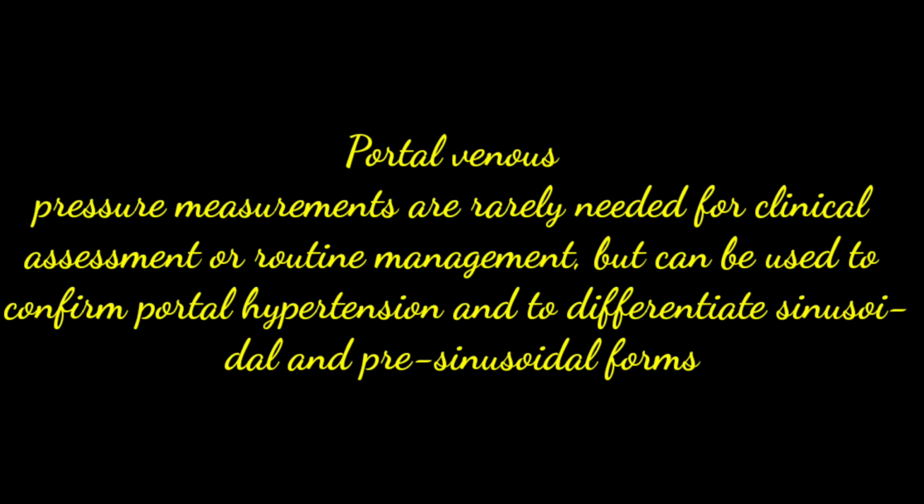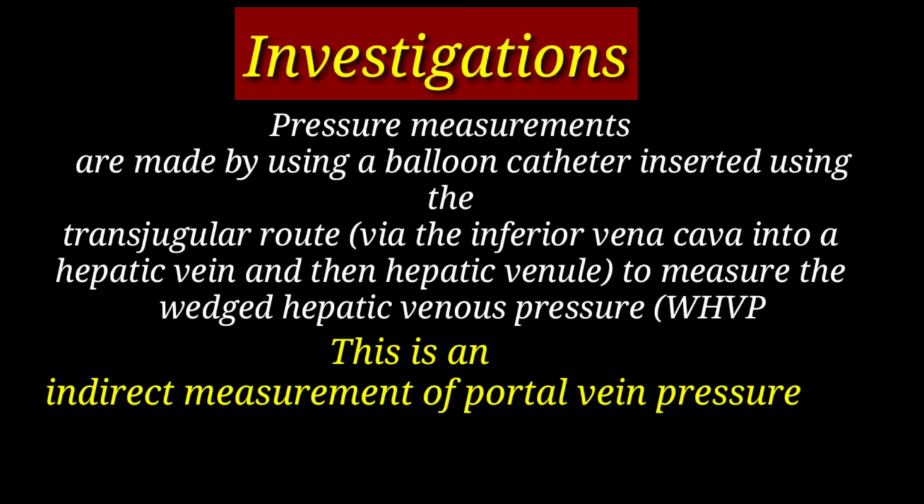Portal venous pressure measurements are rarely needed for clinical assessment or routine management, but can be used to confirm portal hypertension and to differentiate sinusoidal and pre-sinusoidal forms. Pressure measurements are made using a balloon catheter inserted by the transjugular route, from the inferior vena cava into a hepatic vein and then a hepatic venule, to measure the wedge hepatic venous pressure. This is an indirect measurement of portal vein pressure.